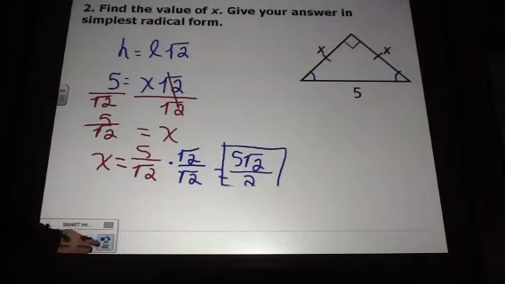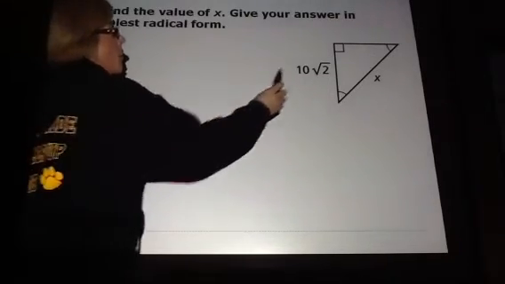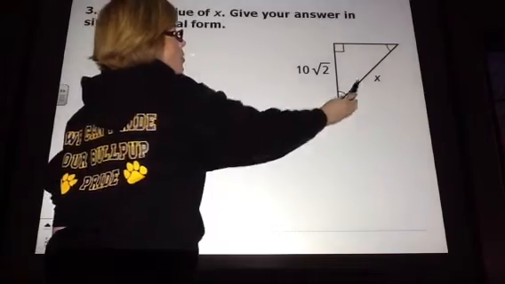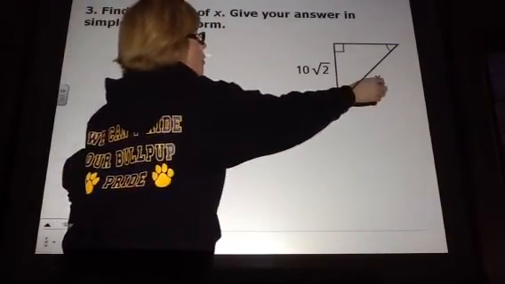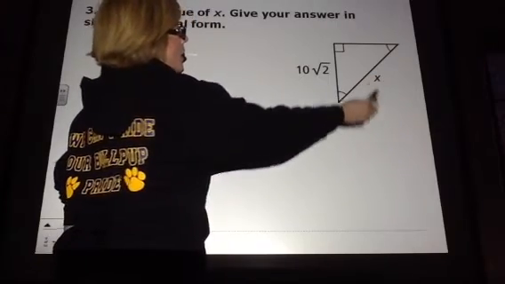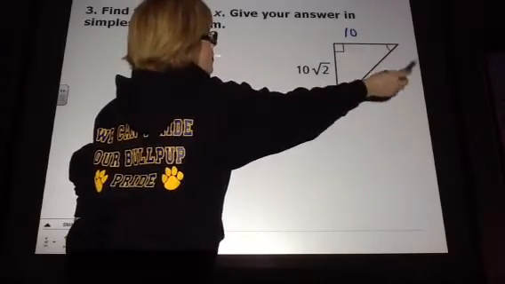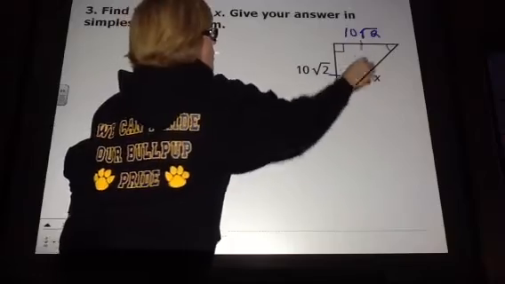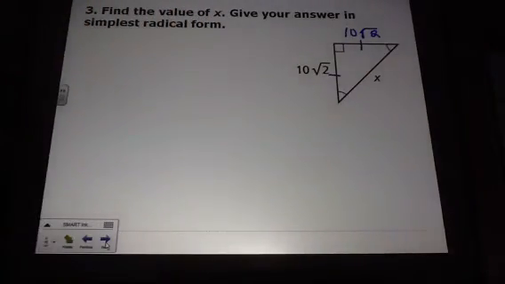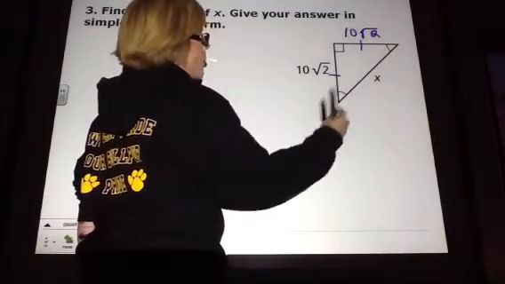Okay, let's do another one. Trying to find x. Well, we've got a right triangle. We've got these two angles that are congruent. They're proven so by the converse of your isosceles triangle theorem. You know that this side right here is also 10 square root of 2, because, even though it doesn't look like it, the diagram is not drawn to scale.